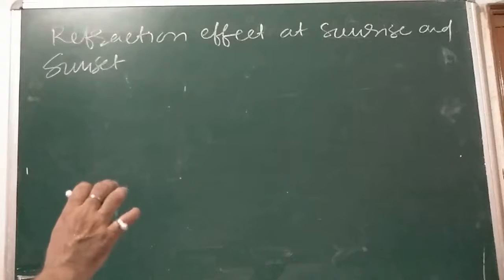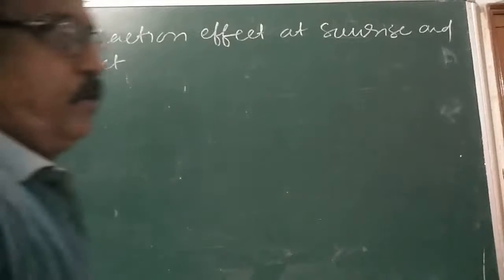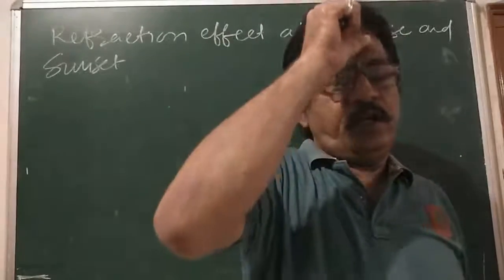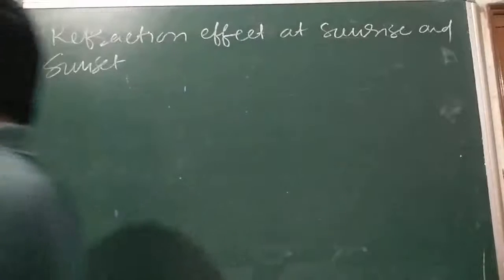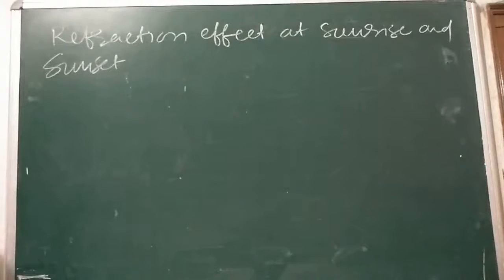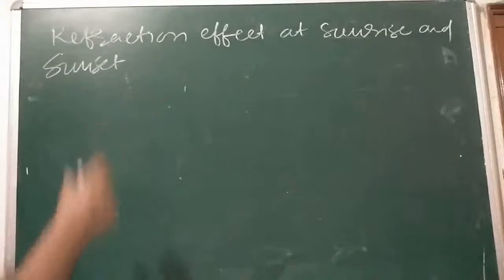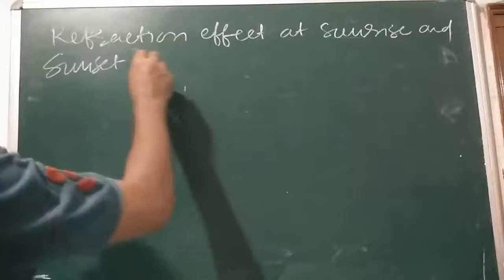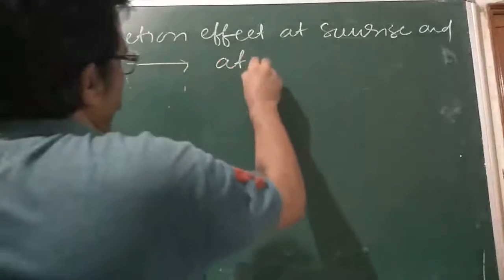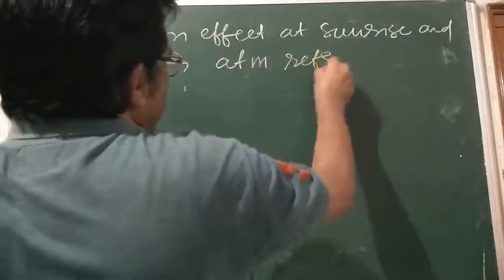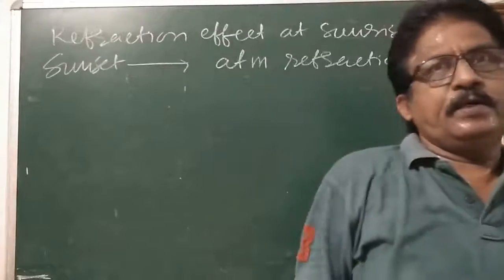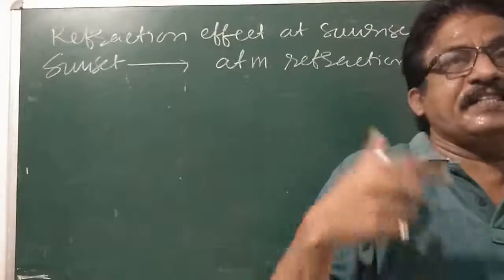The sun is visible to us before actual sunrise and after actual sunset. This is because of atmospheric refraction. Is it clear? Before sunrise and after sunset. How it is, let us see.